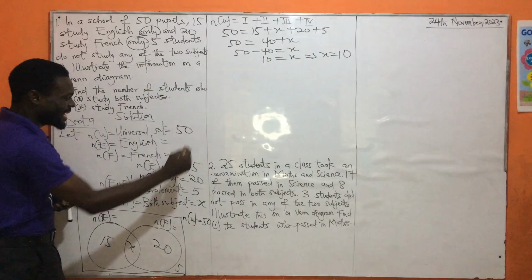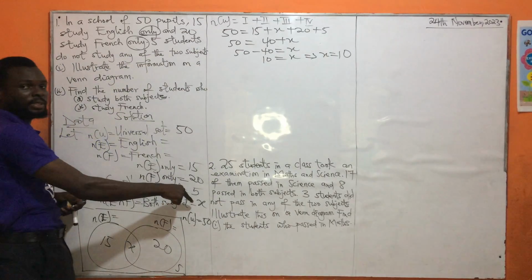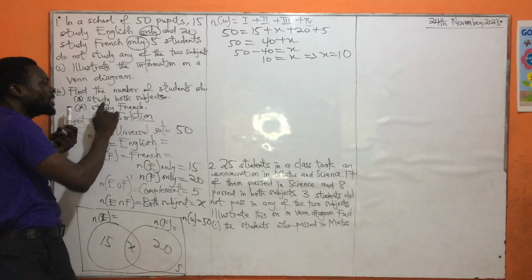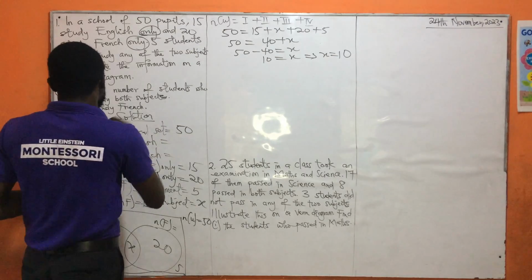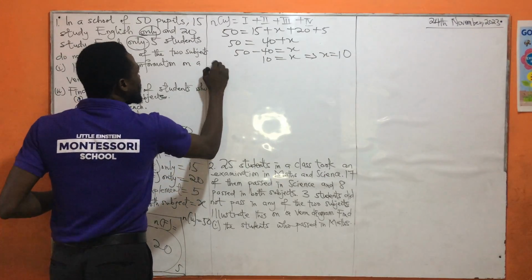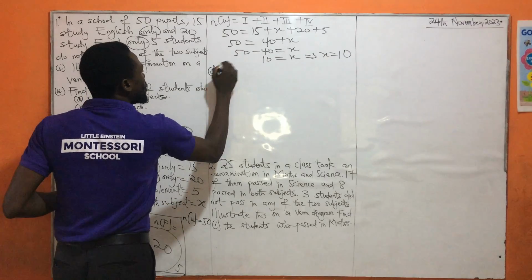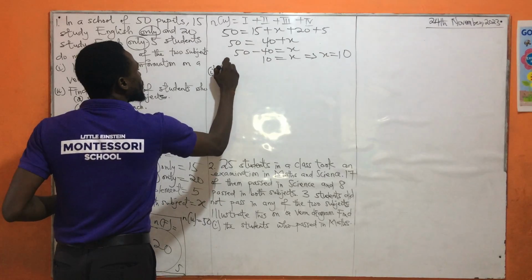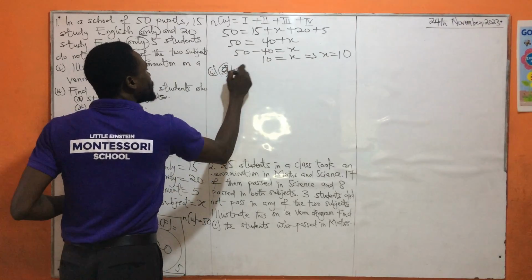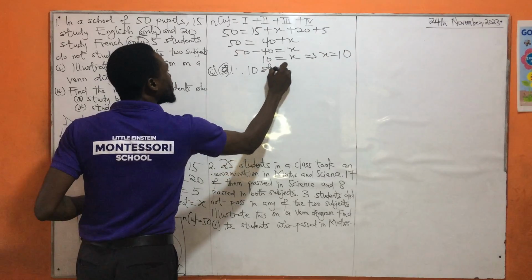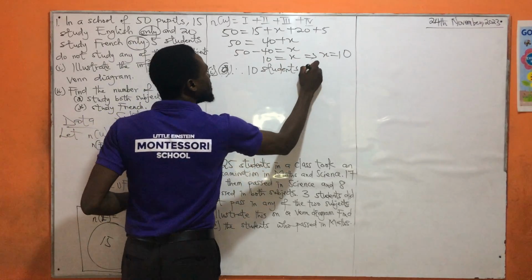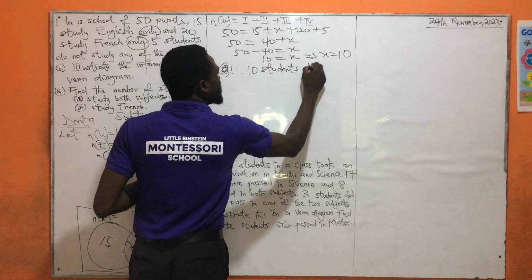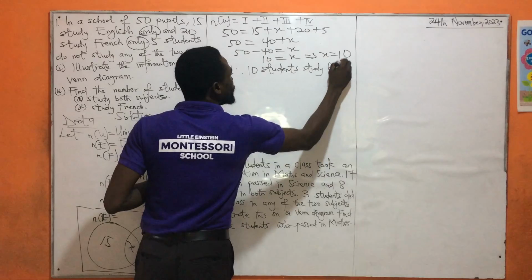And this X is the number of students that studied both subjects. And the question demands you to find the number of students who studied both subjects. So what are you going to say? For part I, we are going to say that therefore 10 students study both.